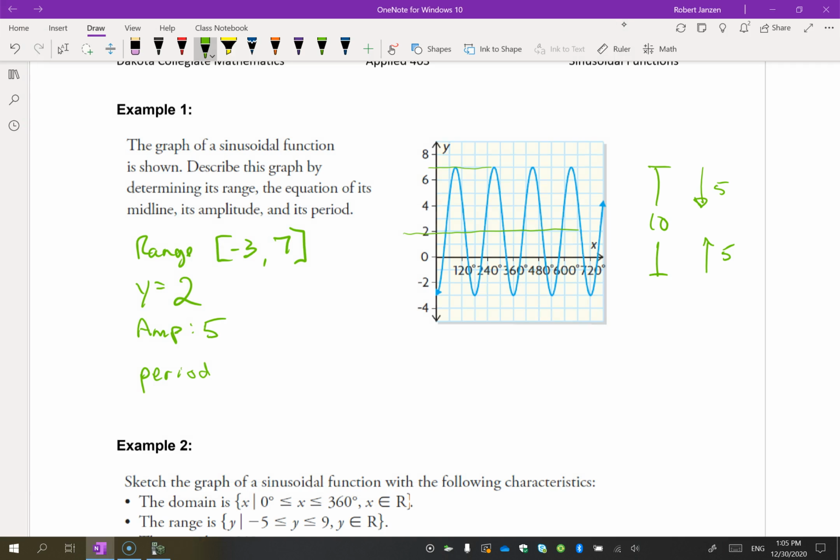And the period, how long does it take to repeat itself? Well, if we go from here to here, how far is this? Need to figure that out. Well, it looks like 2 squares is 120, so each square must be 60. So it looks like the period is 180 degrees. Okay.